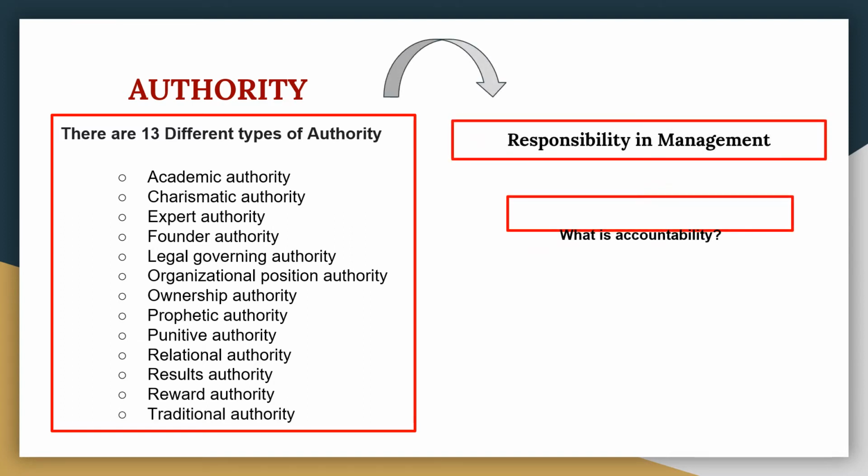Responsibility in management. Responsibility refers to an obligation to do something. It is the duty of the subordinate to perform organizational tasks, functions, or activities assigned to him. Authority and responsibility go side by side. When authority is delegated, some responsibility for getting the assigned task done is also fixed.